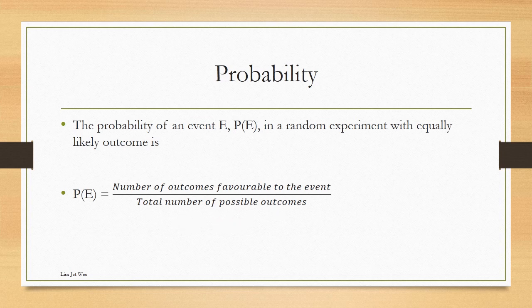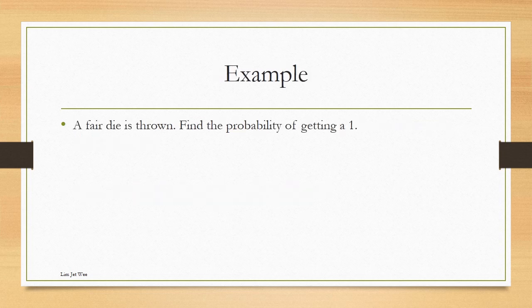This seems quite difficult to remember. Let's take a look at an example, then it probably will help us make more sense of this formula. Let's think of something like this. A fair die is thrown. Find the probability of getting a 1.